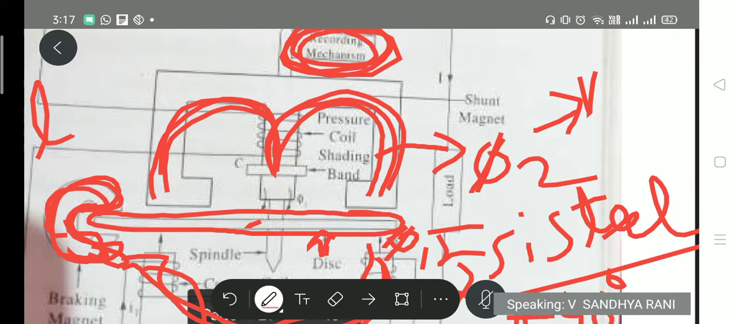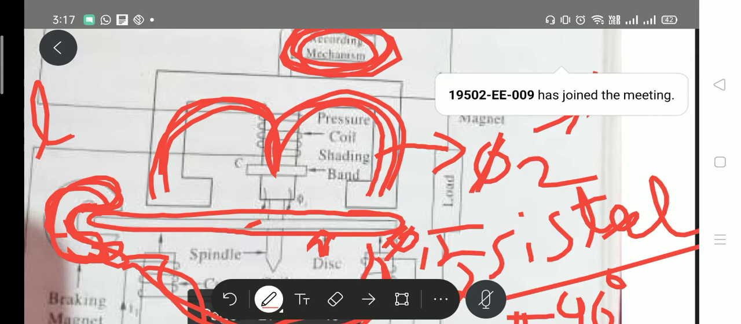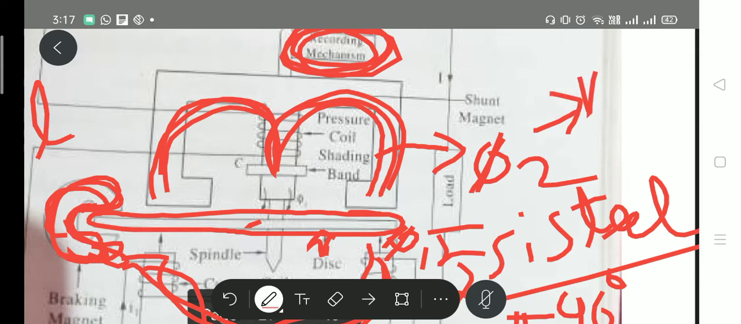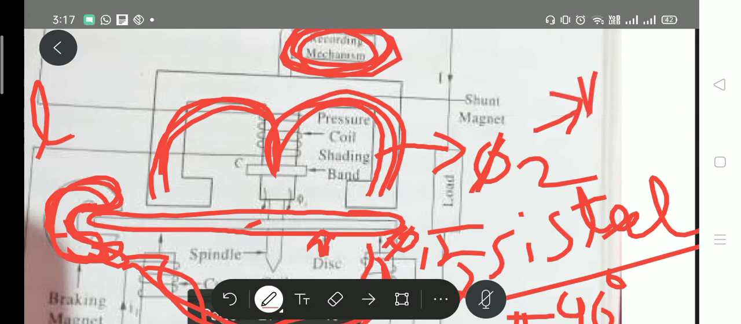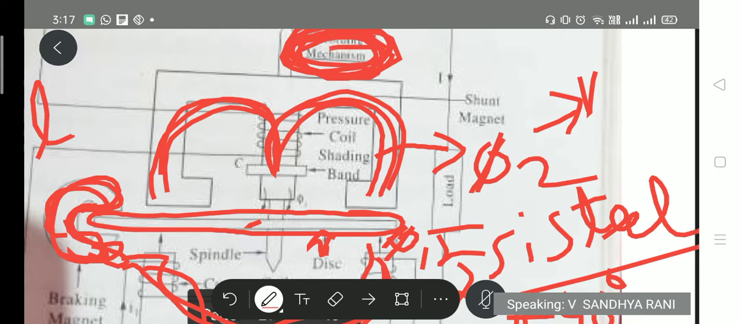It is connected with the spindle. When the moving system, the aluminum disc, moves, the spindle also moves. The spindle is connected to the registering mechanism. So the registering system will be recording continuously whatever the value is, the number of revolutions, and that number of revolutions can be counted here.